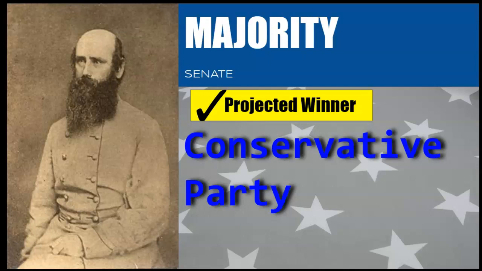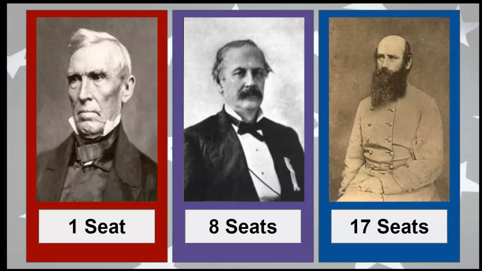The Conservative Party are expected to make gains here tonight, with Robert E. Lee on the ballot, as he's been campaigning. The few campaign stops he has made have been with the Conservative Party, so that should help them. But the Conservative Party will retain the majority in the Senate. And here's the current Senate composition thus far. Liberals at 1 seat, moderates at 8 seats, and conservatives at 17 seats.